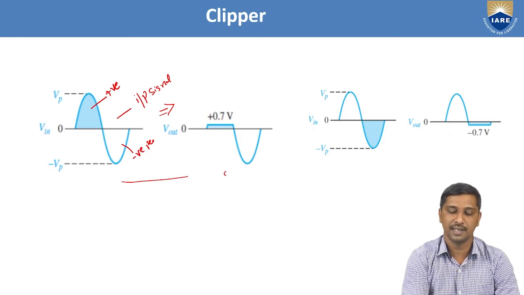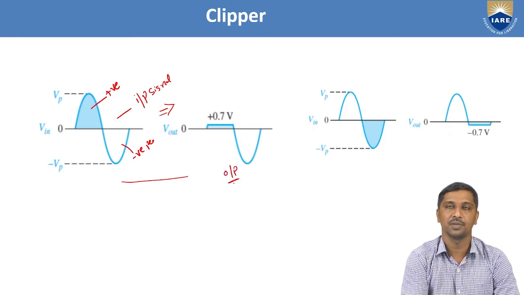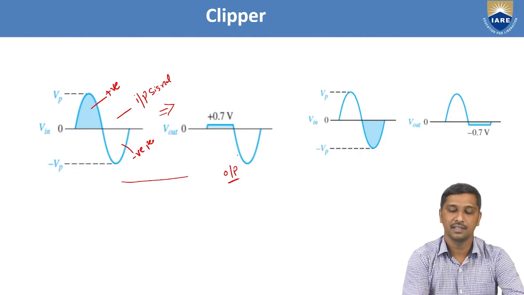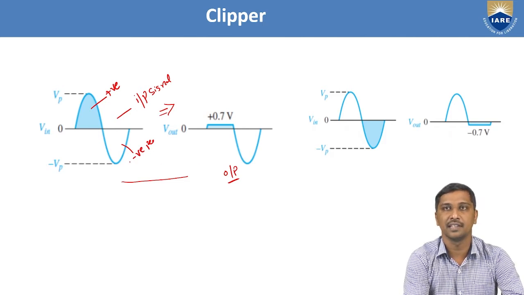So let us take this as the response of the clipper circuit. From this response, we can understand that it attenuates the positive portion and allows the negative peak of the given input signal as it is. From this response, this type of clipper circuit is called a positive peak clipper with a zero reference voltage.